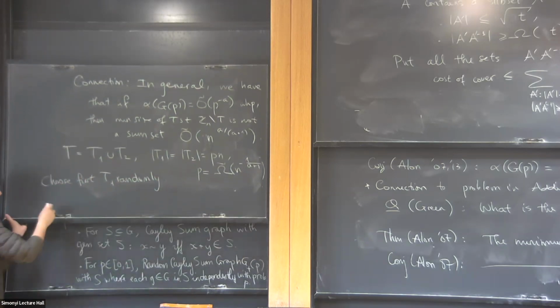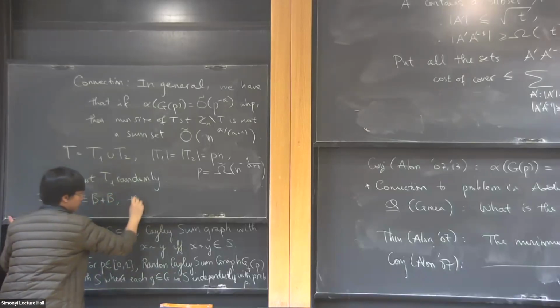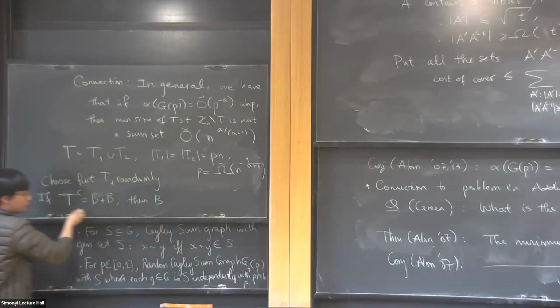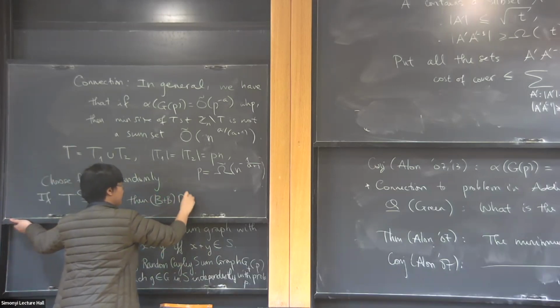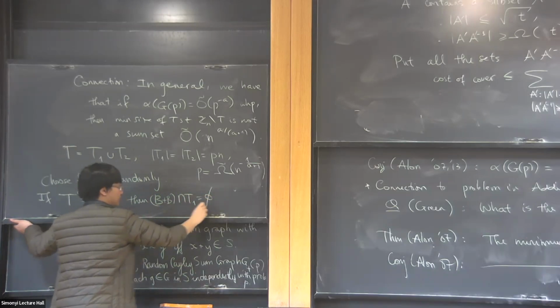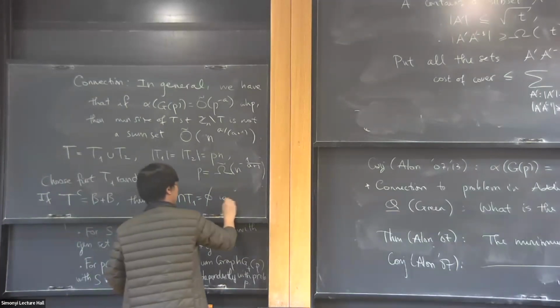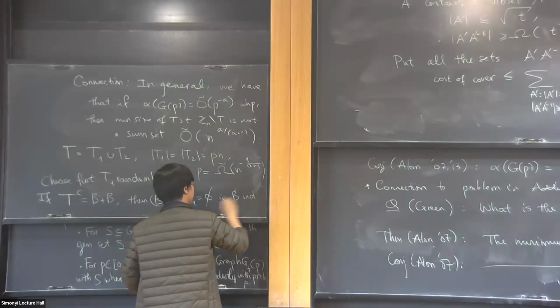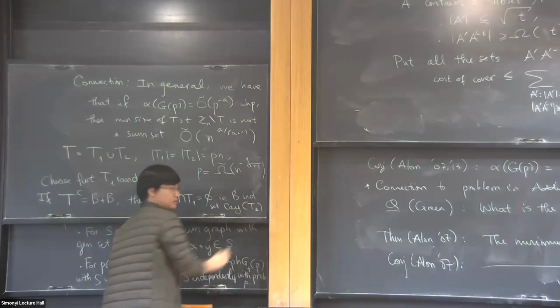So we observe that if T complement is equal to a subset B plus B, then B plus B intersected with T1 is empty. And this is exactly the same condition as saying that B is an independent set in the Cayley graph with generating set T1.